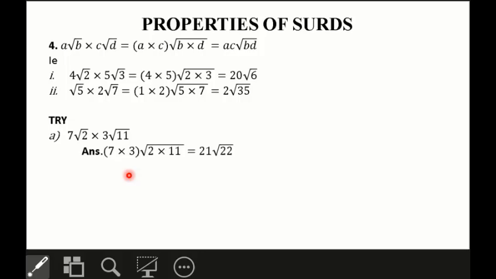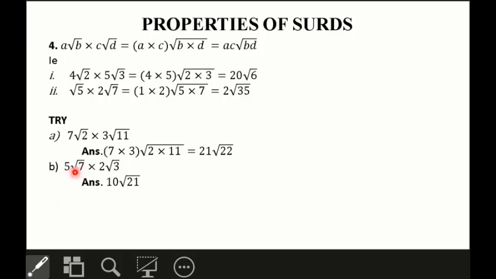So let's compare answers. Did we get 7 times 3 as shown here and 2 times 11 under the square root sign? So that 7 times 3 will give us 21. Then 2 times 11 will give us what? Root of what? 22. Good. Now let's look at the next one. We have 5 root 7 times 2 root 3. And that one will give us 10 root 21.